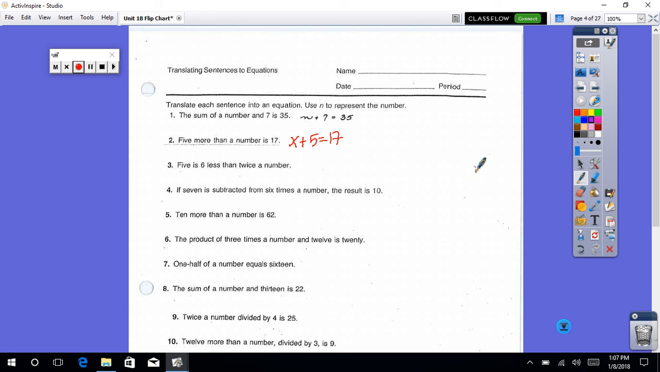Remember, y'all feel free to pause the video at any time. Or, these are on YouTube, so if you miss something, of course, go back and look at it. 5 is, so anytime we have an is, we put an equal sign. 6 less than twice a number. Remember that less than, you always take that and stick it behind what they say next.